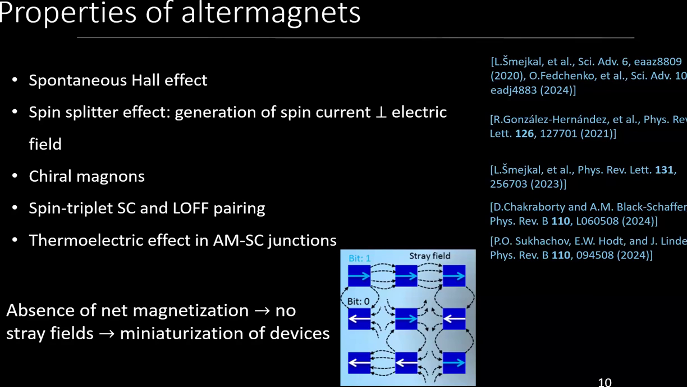Hence, they should be very good for creating miniature devices. If you create, for example, memory here based on magnetic materials, then at some moment you can only miniaturize them to a small degree because there will be overlap between stray fields. So stray fields of these magnets will interfere. If they were made of materials that have no stray fields, it would be possible to reduce the spacing.